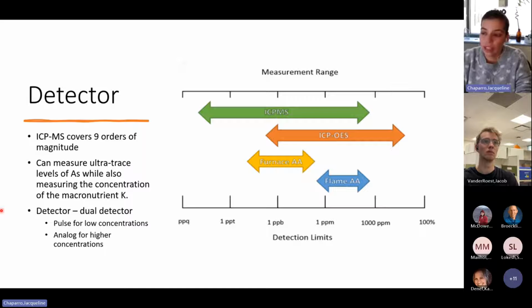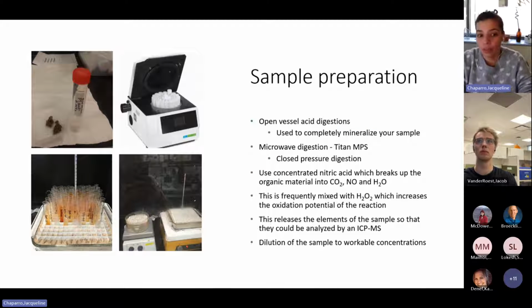So we talked a little bit about all the different aspects and components of the instrument, but one of the most important, or really primary, things that we need to do is sample prep. Sample preparation is really important with respect to ICP-MS. There are various different ways that you can do this.